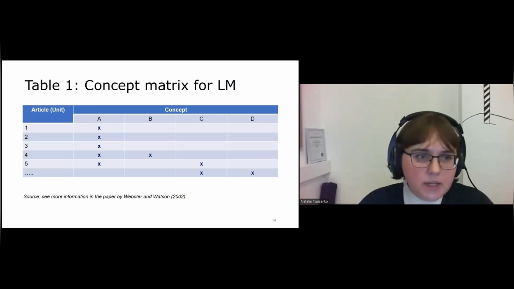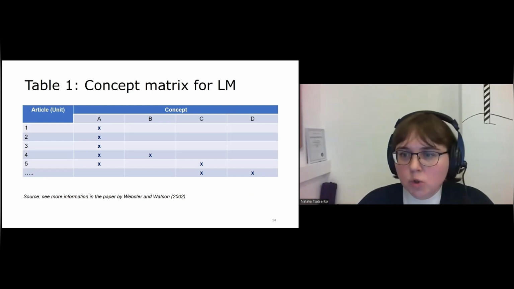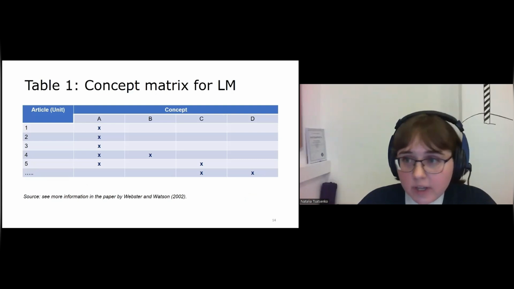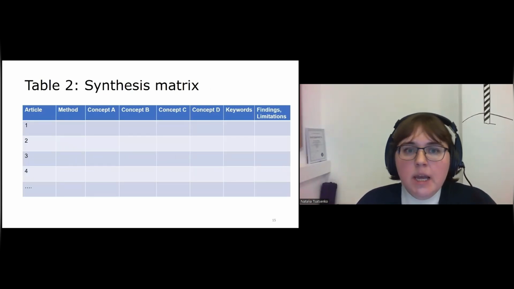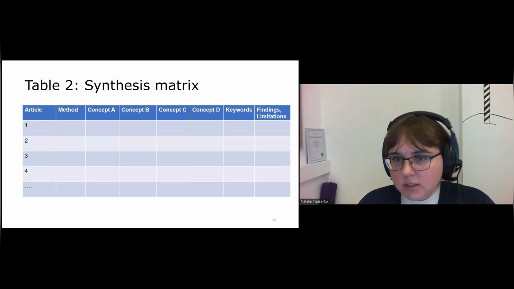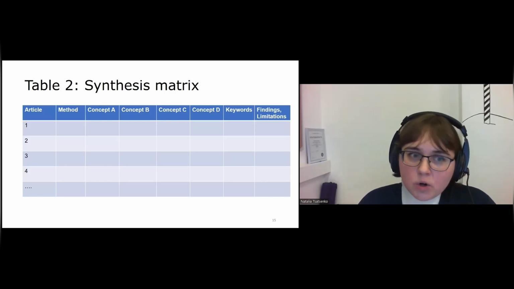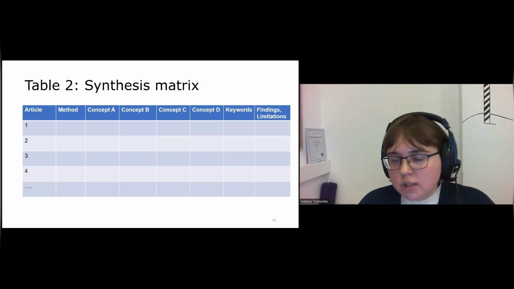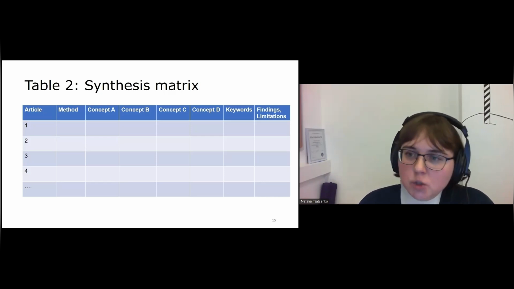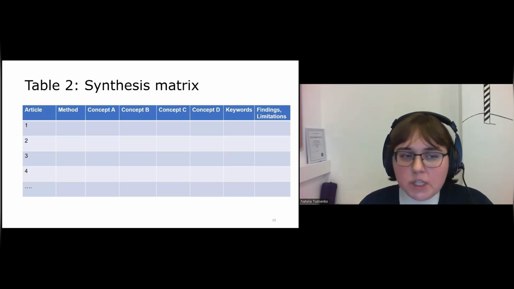This is a very useful way to work with the literature. It could be one idea of how to manage it. Another table is the synthesis matrix. Here you can add keywords, write what method the author used, make some notes from the conclusions or discussion part, and record the limitations of a particular study.